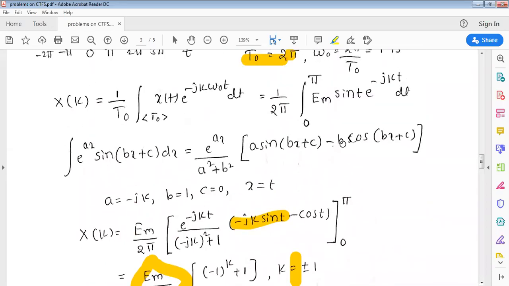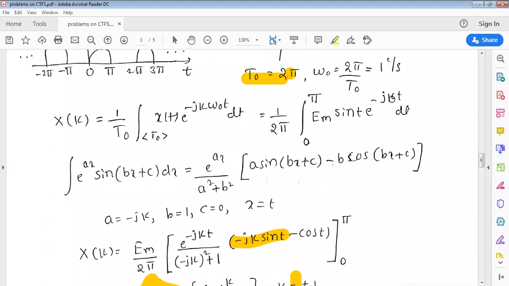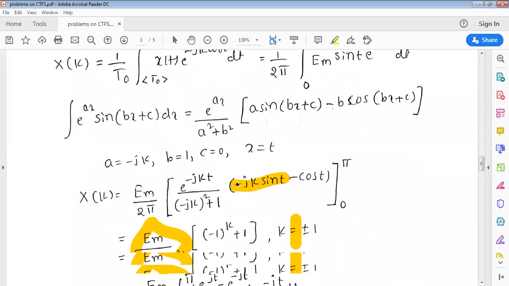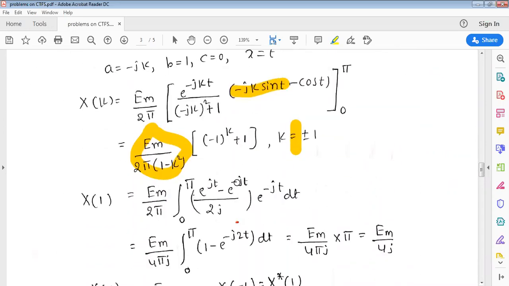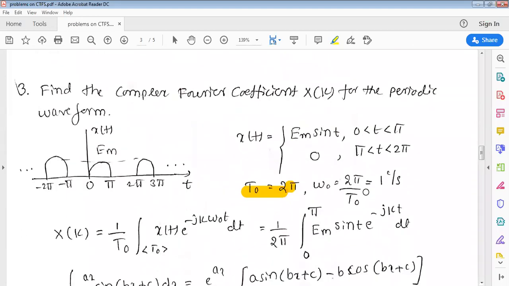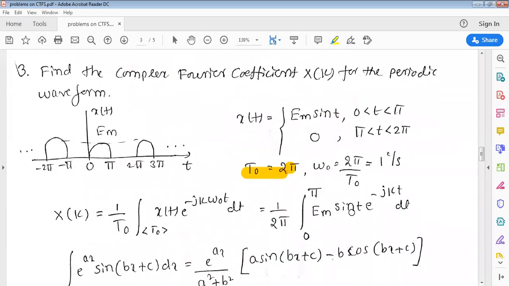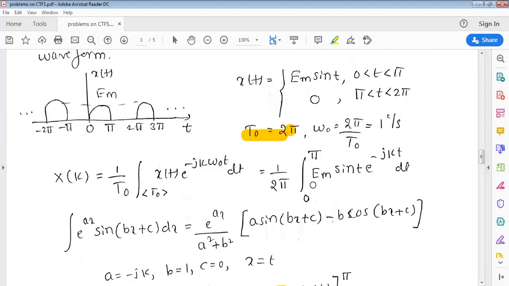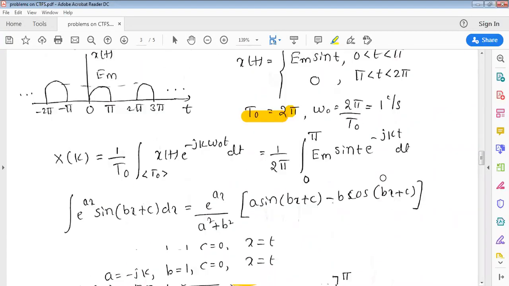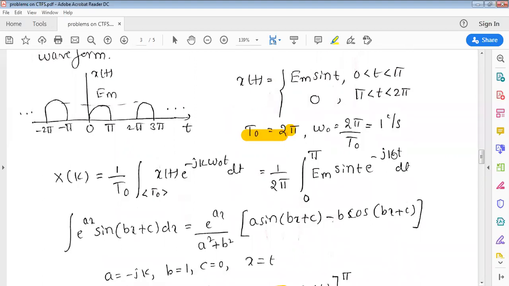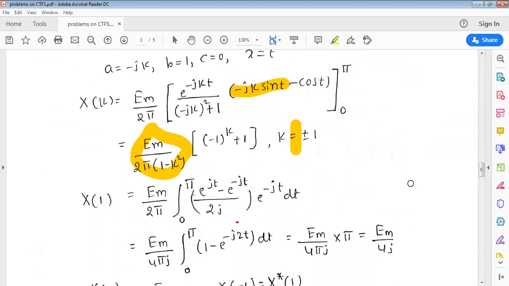Let us go to this equation and apply k equal to 1. So once k equals 1, it will become Em by 2π times the integral from 0 to π of sin t into e^(−jt). Then how do you solve this equation? Then what I will do is write sin t as (e^(jt) − e^(−jt)) divided by 2j. So Em by 2π will go outside. I'll get (e^(jt) − e^(−jt)) divided by 2j into the other term, e^(−jkt), where k is 1, so it becomes e^(−jt) dt.